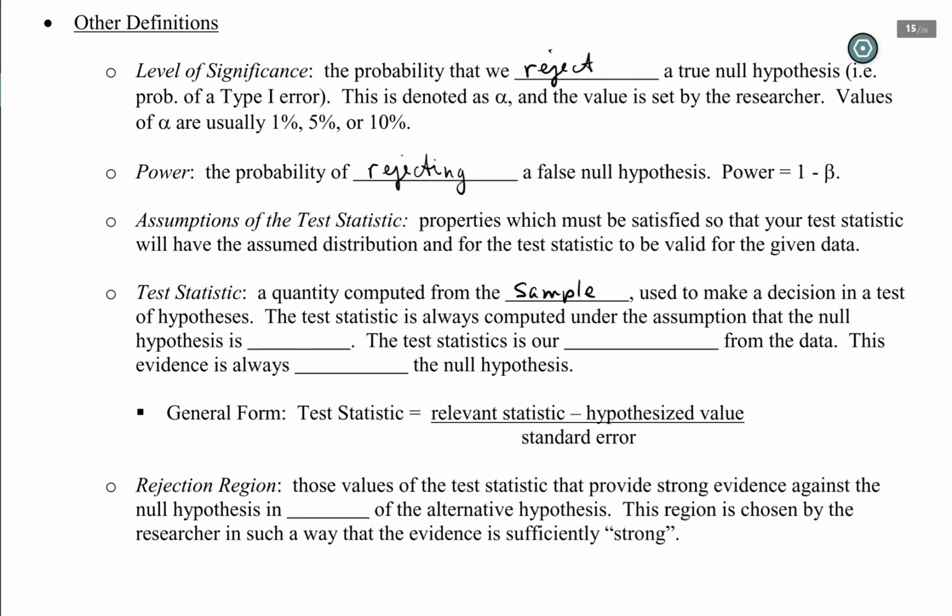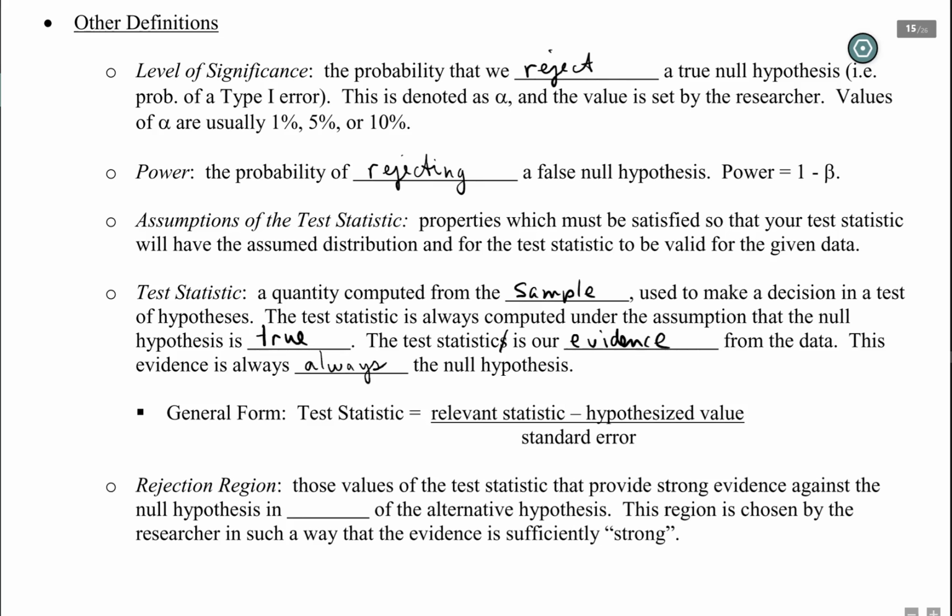Okay, the test statistic is always computed under the assumption that the null hypothesis is true, and the test statistic is our evidence. Our test statistic, singular, is our evidence. I must have missed that. The test statistic is our evidence from the data. And this evidence is always against the null hypothesis.